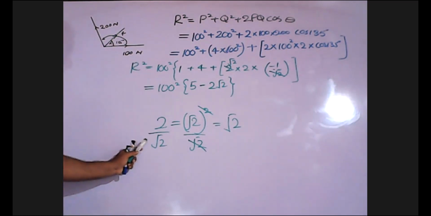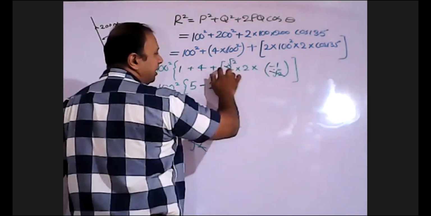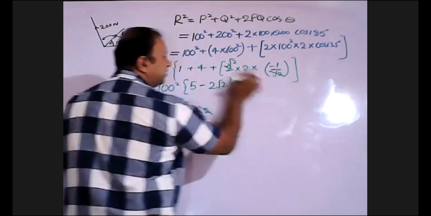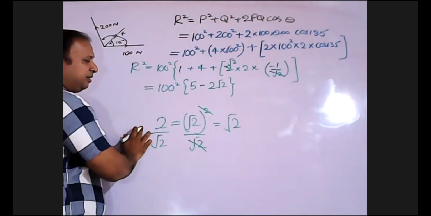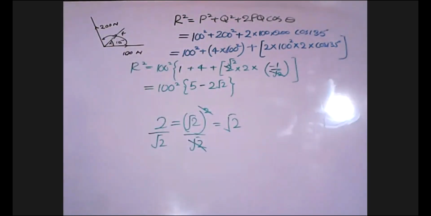You can write this one. If you did not get this thing, how may I cancel out this thing? If you did not get this thing, you can simply write this one on the side.